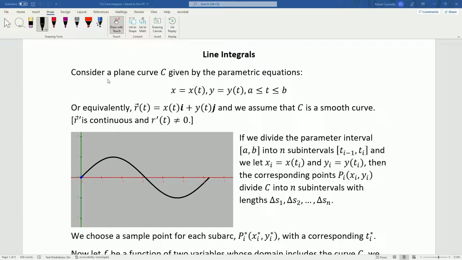So we'll start by considering a plane curve C given by the parametric equations x equals x of t, y equals y of t, for t between a and b. This is equivalent to using a vector notation like this, r of t equals x of t i plus y of t j. And here we're assuming that C is a smooth curve, meaning this is continuously differentiable, and the derivative is never equal to 0 as well.